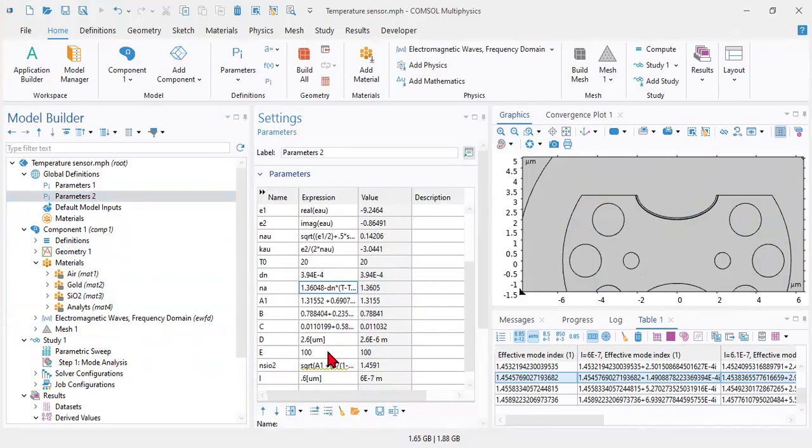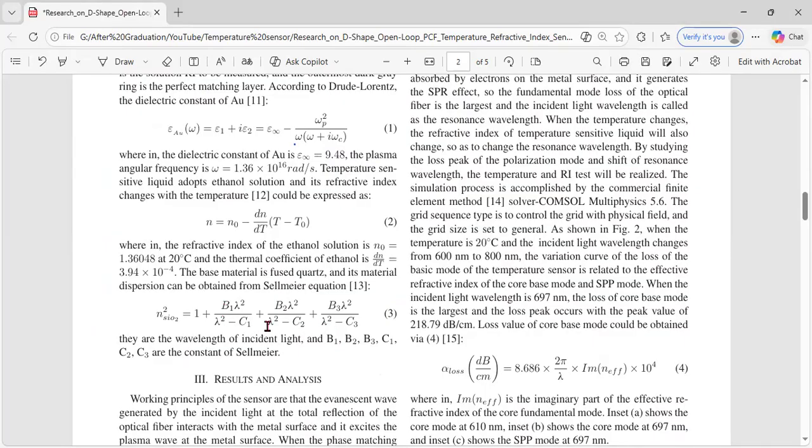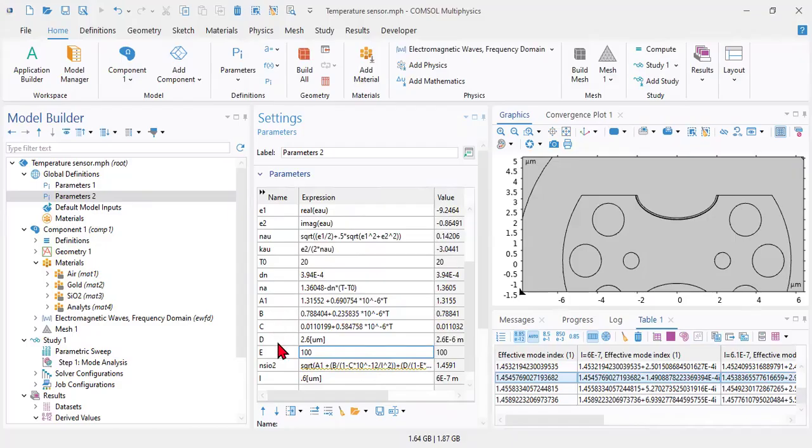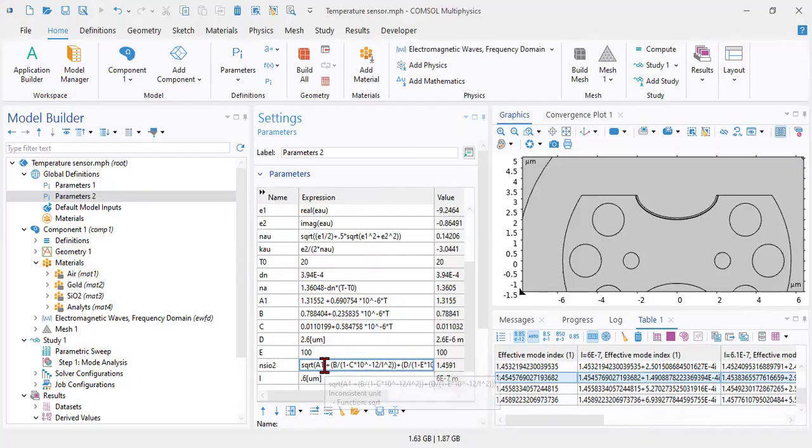The property of silica, as I know, is completely fine. B1, B2, B3, C1, C2, C3, square root of 1 plus. It's completely fine. It's not a problem actually. This equation is temperature sensitive. Oh, I got it.